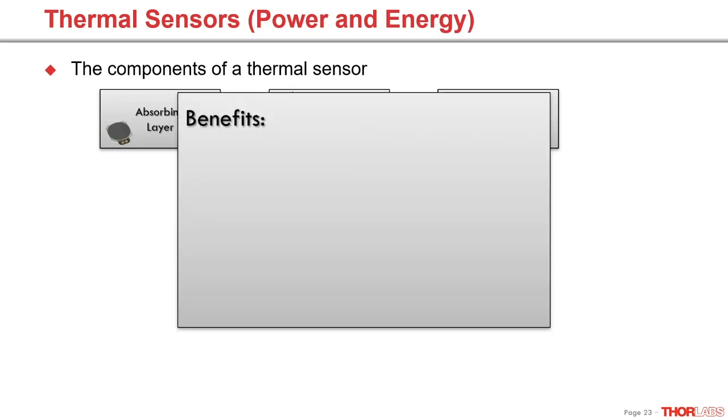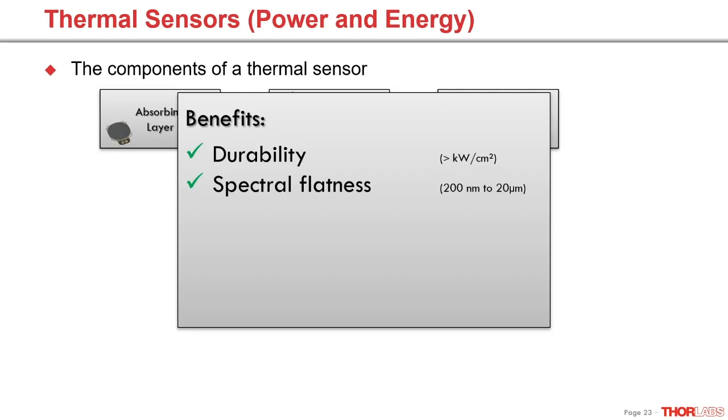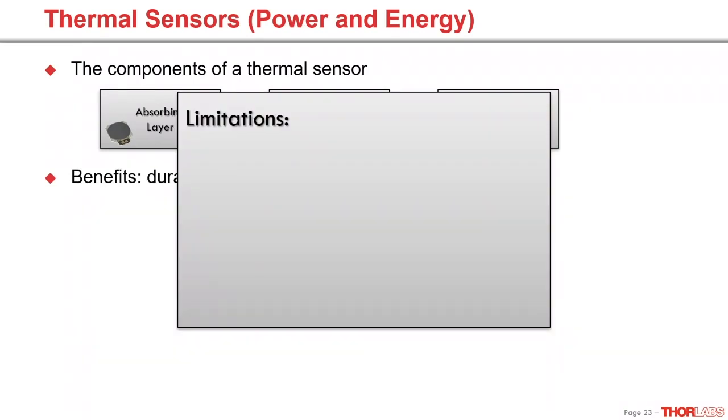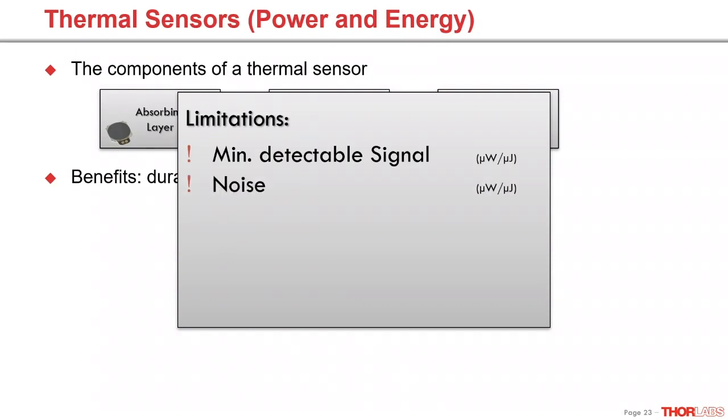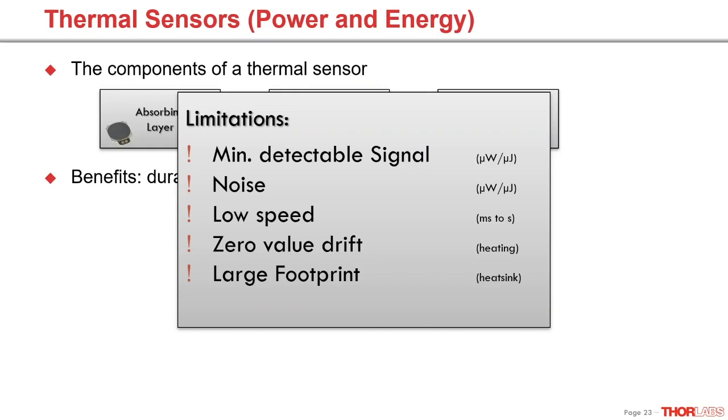The advantages of thermal sensors are the robustness against high power and energy levels, the spectral flatness, especially for the black coating, and the possible large active areas that can be up to 50 millimeters. The drawbacks here are the reduced sensitivity compared to a photodiode sensor, and also the noise is larger than with a photodiode sensor. Further drawbacks are the low speed response, zero drift for longer exposure times, and, given by the heat sinks, the larger footprint.